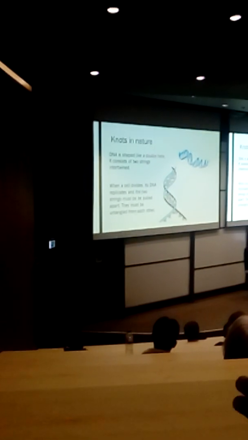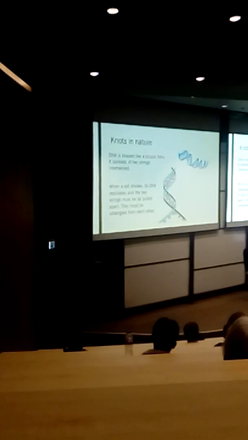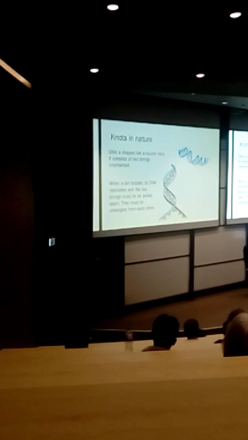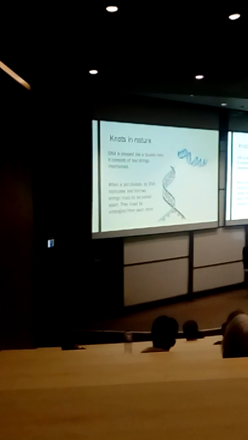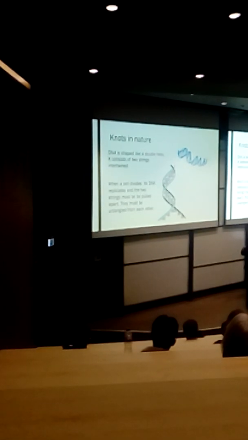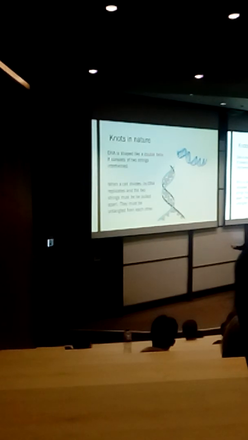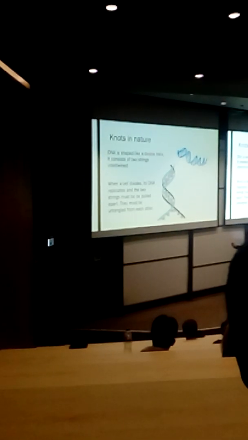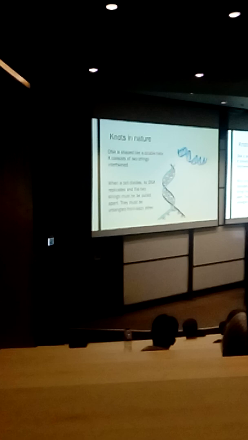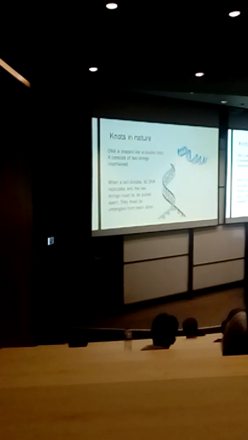So each cell nucleus is typically about 5 or 6 microns across. And if you were to take the DNA that's just sitting in that cell nucleus and stretch it out into one long line, it would be 2 meters long. So something 2 meters long has to end up getting scrunched up into something just 5 microns across.